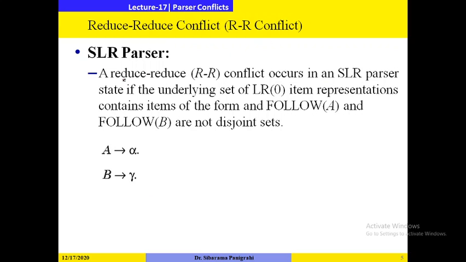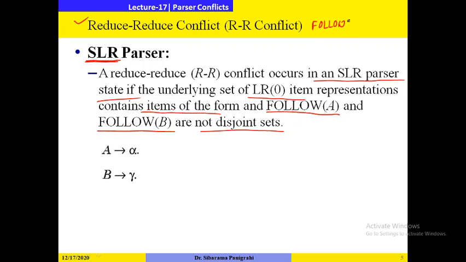So a reduce conflict occurs in an SLR parser state if the underlying set of LR0 items are in the following form and follow of A and follow of B are not disjoint. Here we are checking the reduce conflict in SLR parser. Not disjoint means follow of A intersection follow of B is not equal to phi. Let's say follow of A intersection follow of B is small a.